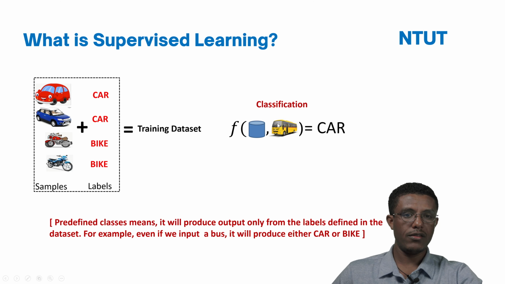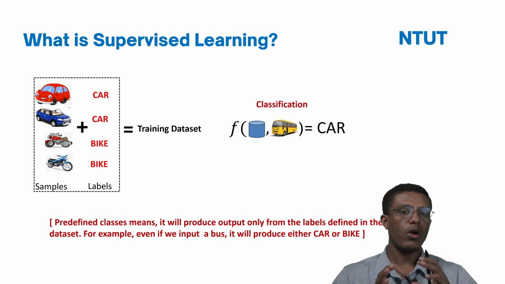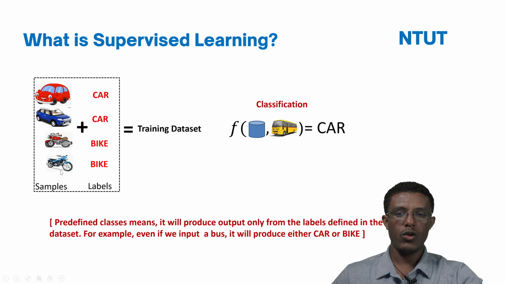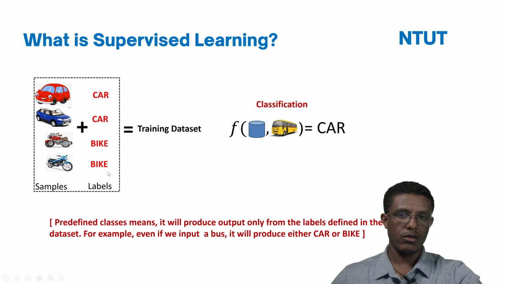In this case, we input a bus, but we don't get the output bus, because here the labels are only car and bike. If we need to label buses, first we should include every picture here, and then label them as bus along with the other attributes. Once we include them and the label is here, the expected output comes from the labeled data set. So this is the nature of supervised learning.